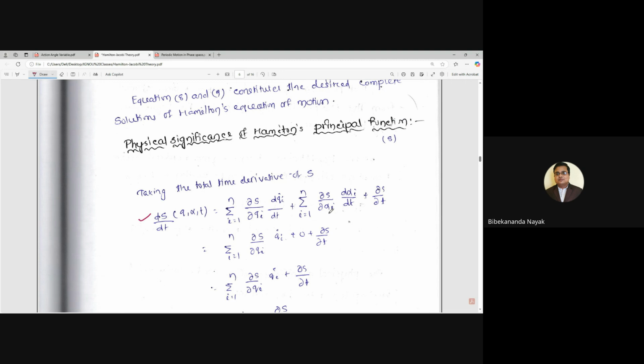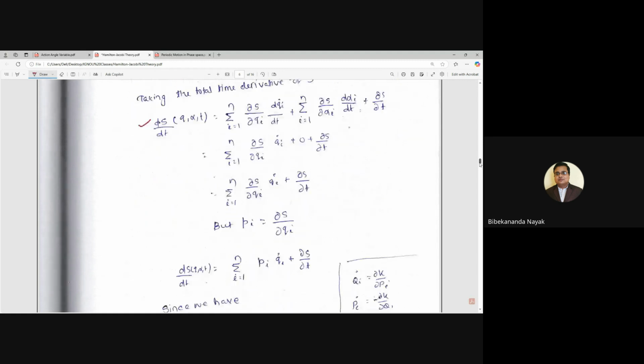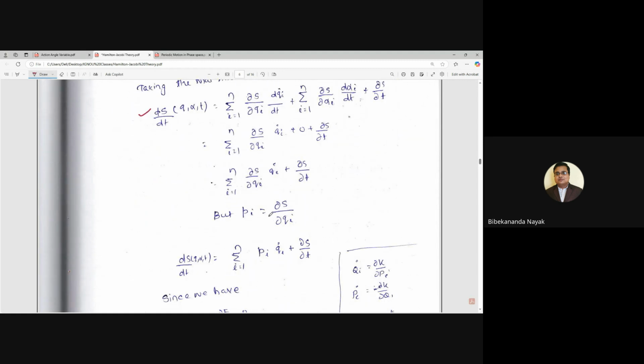df is equal to del f by del x dx, plus del f by del y dy, plus del f by del z dz. Similarly, dS by dt is equal to del S by del qi dqi by dt, plus del S by del alpha times d alpha by dt, plus del S by del t. So del S by del qi times dqi by dt means qi dot, and alpha is a constant, so its derivative is 0, plus del S by del t. So again, pi is equal to del f2 by del qi, with S as f2, so putting it in, dS by dt is equal to pi qi dot plus del S by del t.